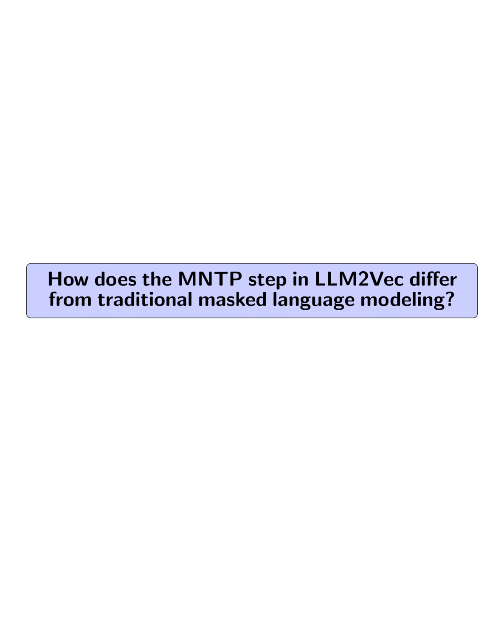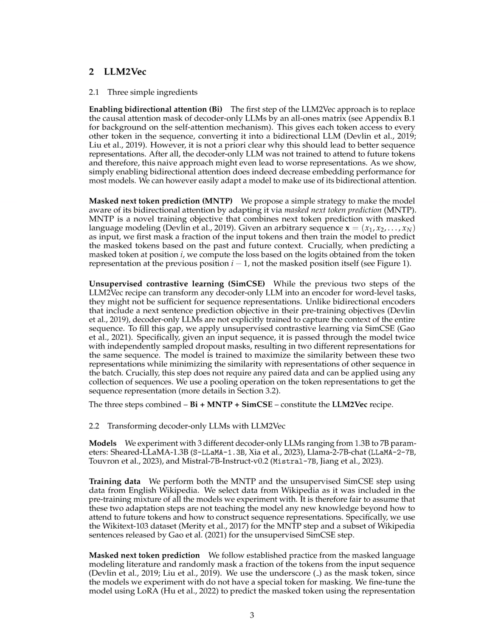How does the MNTP step in LLM2Vec differ from traditional masked language modeling? The MNTP step differs in the way it trains the model to predict masked tokens. In MNTP, a fraction of input tokens are masked, and the model is trained to predict these masked tokens based on the past and future context. Crucially, when predicting a masked token at position i, the loss is computed based on the logits obtained from the token representation at the previous position i-1, not the masked position itself.